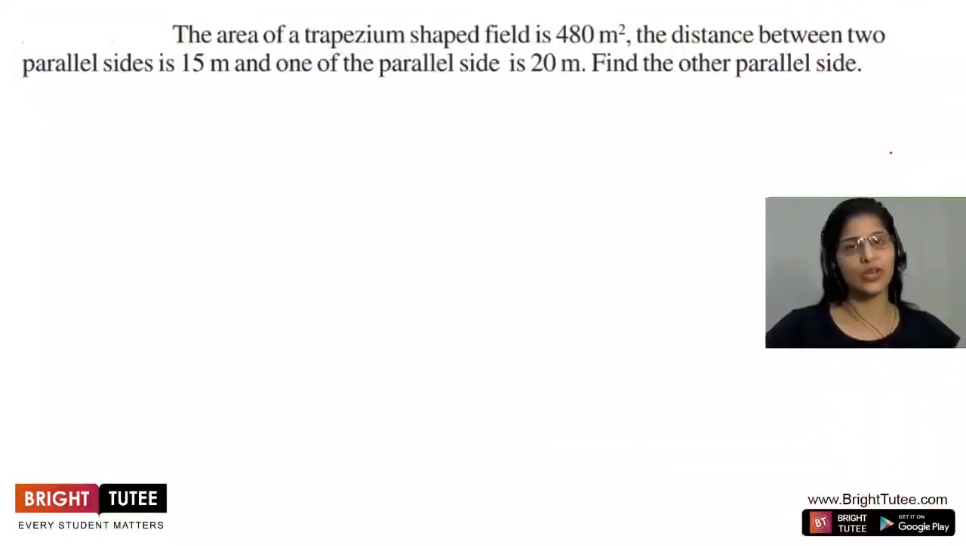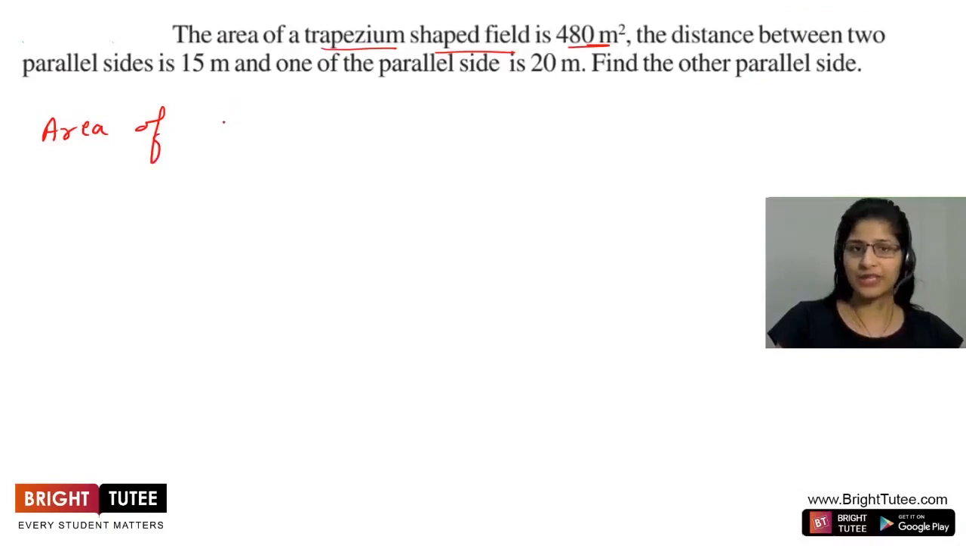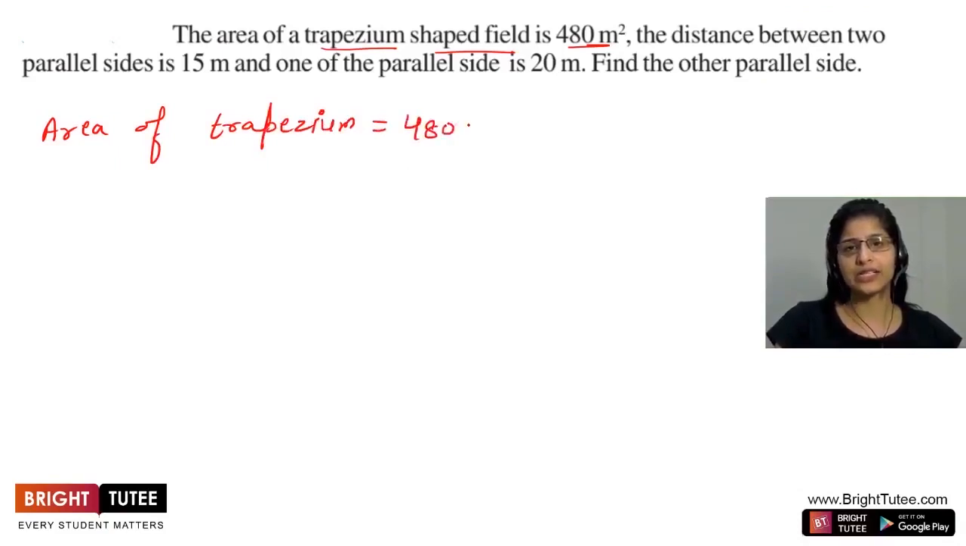So here if you see, there is a question given. They are saying the area of trapezium shaped field is 480. So what are we given? Area of trapezium is equal to 480 square meter. We know the formula of trapezium, so we will apply that. Before that, what are we given? The distance between the parallel sides, that means this is the height, right? And one of the parallel sides is 20.